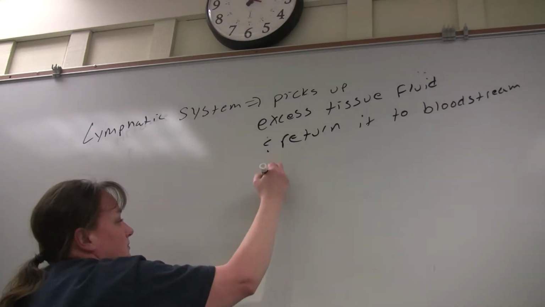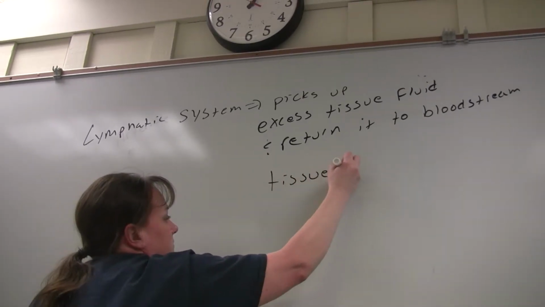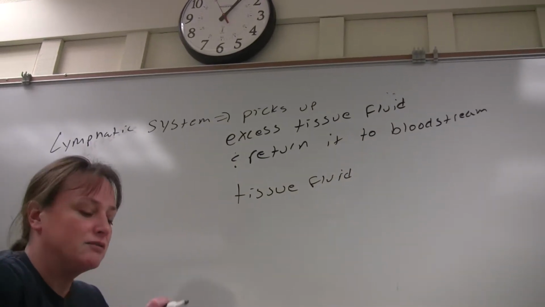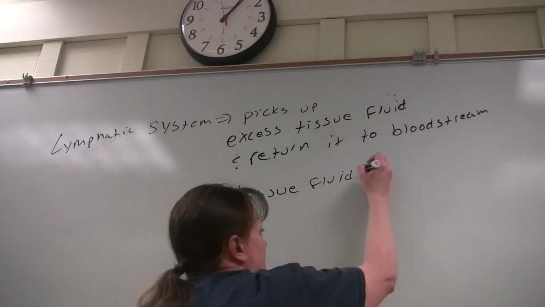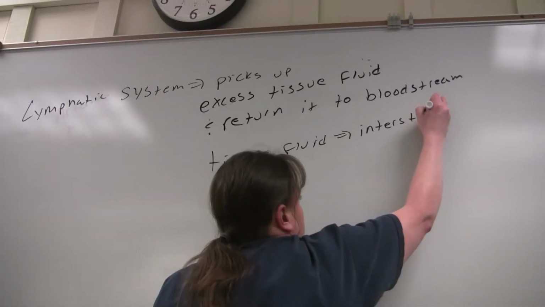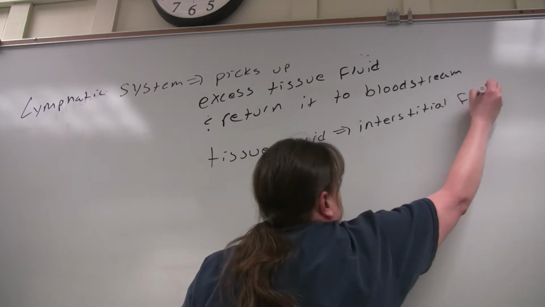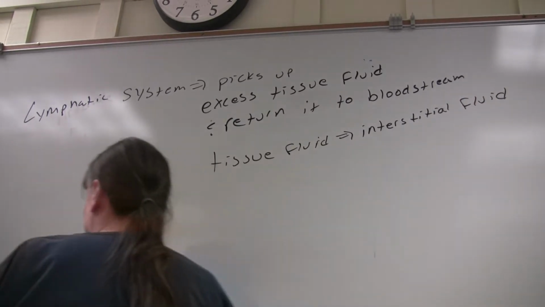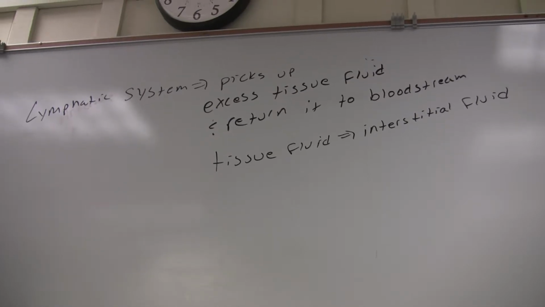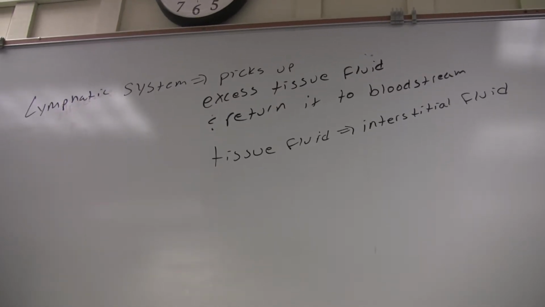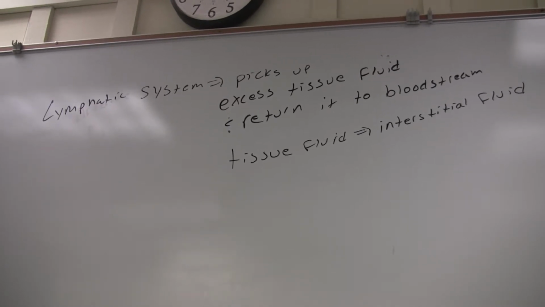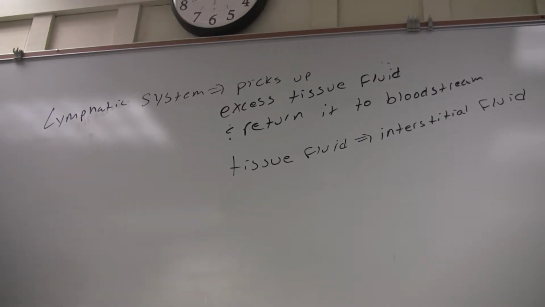Now, tissue fluid, I'm going to write that twice. Of course, that's got a fancy name. We're talking about the fluid outside of the cells in our tissues. That is called interstitial fluid. So that's kind of an overview of the lymphatic system. What it does is it picks up excess fluid that was filtered out of the blood but not reabsorbed, and it takes it back to the bloodstream.